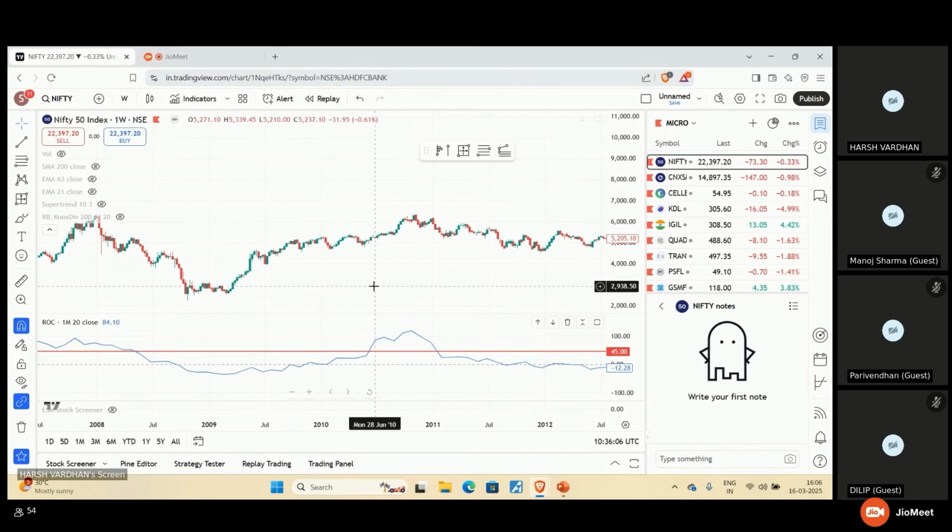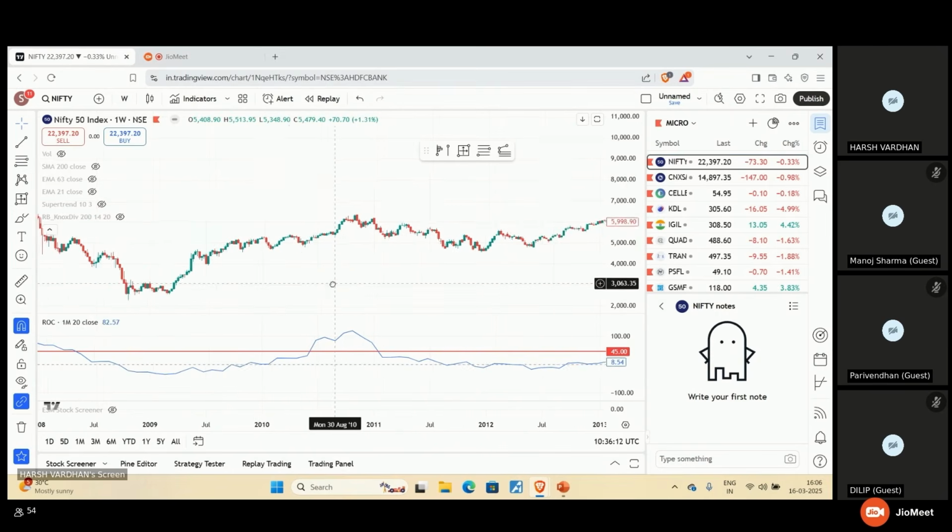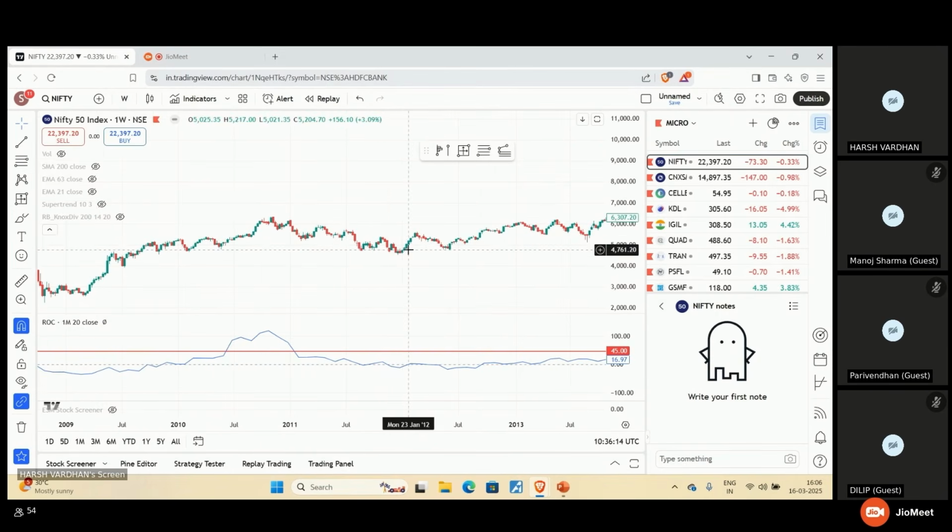It went till here. So you missed this. But the good thing is, after this, you can see this again, the drawdown came. And now it is again giving you a buy signal around here. It again does 0 here, right? So it again gives you a buy signal around here. So if you keep buying around here, then again Nifty will give a good up move, right?